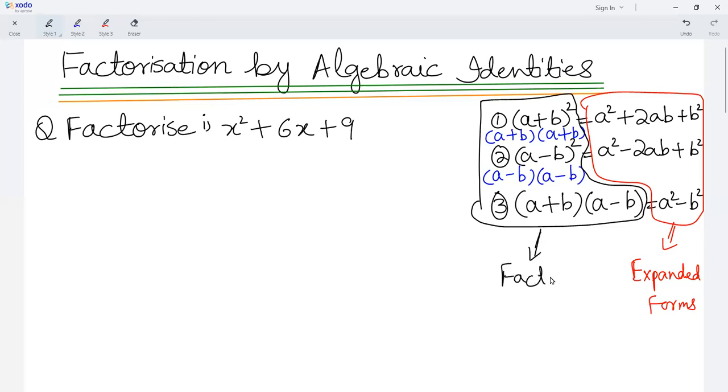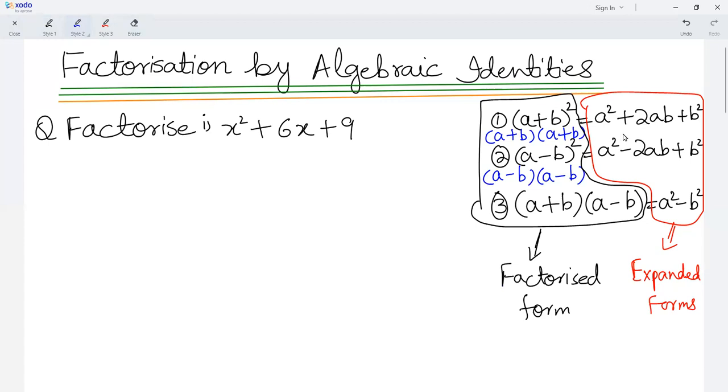So once the question is asked for factorization, we have to convert the right-hand side expanded forms into the factorized forms that are on the left-hand side of all of these three equations. In factorization, when we apply these identities, this is the thing I want you to understand. Look at this clearly and you will understand it quite easily.